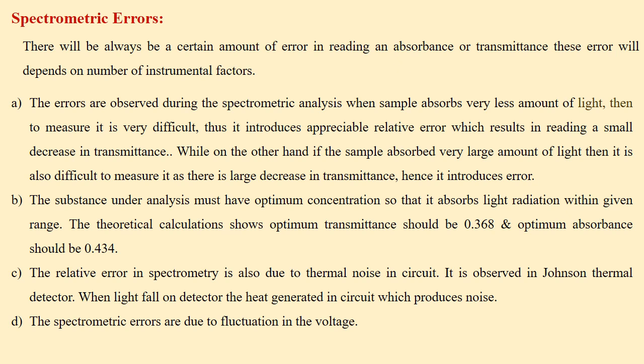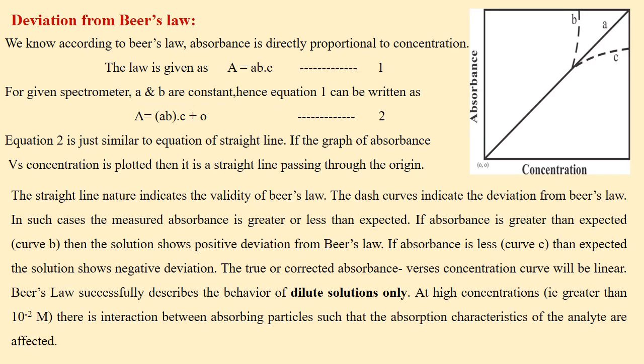The relative error in spectrometry is also due to thermal noise in the circuit. When light falls on the detector, heat is generated. Due to this, some appreciable error occurs in the analysis. Another reason for spectrometric error is fluctuation in voltage. Due to voltage fluctuation, there is a change in the absorption of light, which indirectly creates error, as shown in the graph.